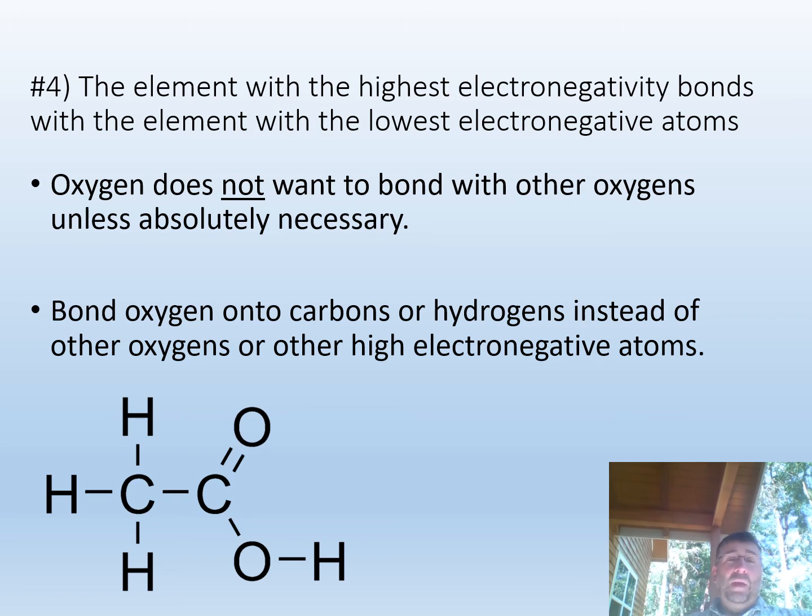Rule number 4, the element with the highest electronegativity tends to bond with the element with the lowest electronegativity. So you don't want to have oxygen bond to another oxygen because those 2 atoms have really high electronegativity. They're going to go for an atom who they can take the electrons from more easily. They're going to go for an atom that has a lower electronegativity. So for instance, if you have molecules that contain carbon and oxygen and hydrogen, the oxygens are going to have a tendency to either go to the carbon or the hydrogen and not bond to each other. So don't bond oxygens together if you can absolutely avoid it.